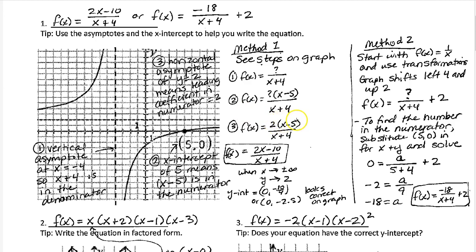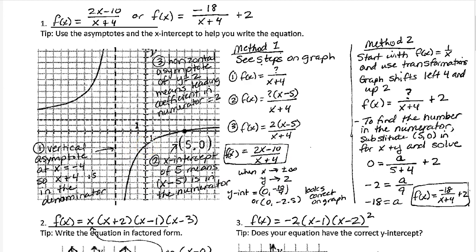If I multiplied this out, it would be 2x minus 10 over x plus 4. The 2x over the x would give me the horizontal asymptote at 2. The -4 would give me my vertical asymptote. 5 makes the numerator equal to 0, so that gives me my x-intercept. And then the y-intercept, if I put 0 in for x, I just check that here. That would be -10 over 4, or -5 halves. That's -2.5, and that's exactly what it looks like on the graph.